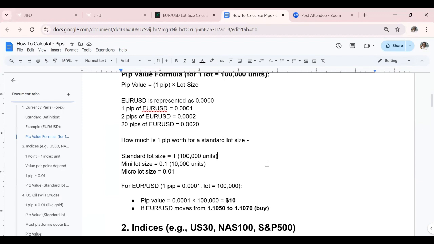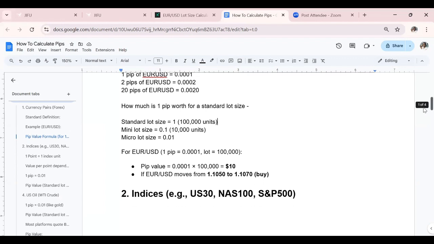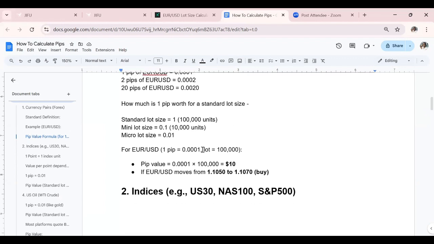Of 1 pip, yes. If 1 pip is represented as 0.0001 for a standard lot size, then your value for 1 pip, you multiply 0.0001 times 100,000. It will give you $10. So for every 1 pip movement that your trade makes, you're making $10.